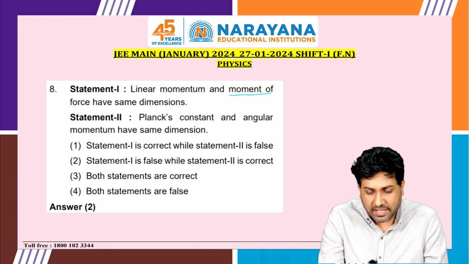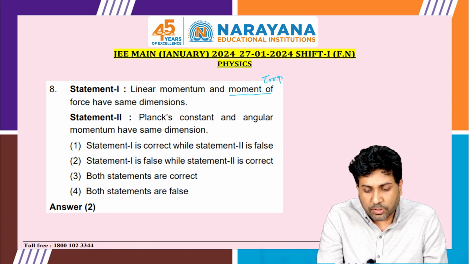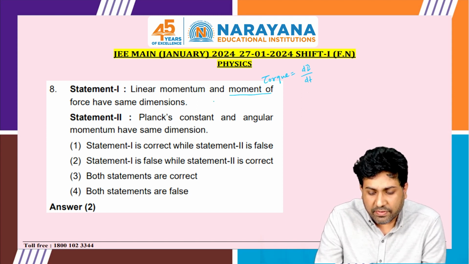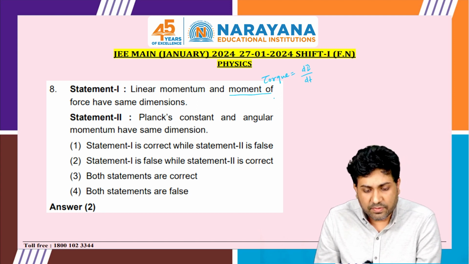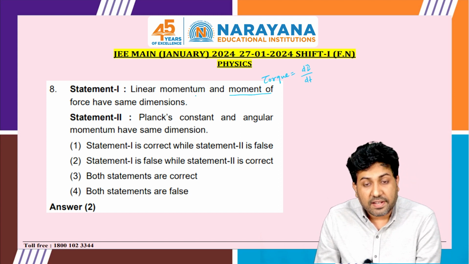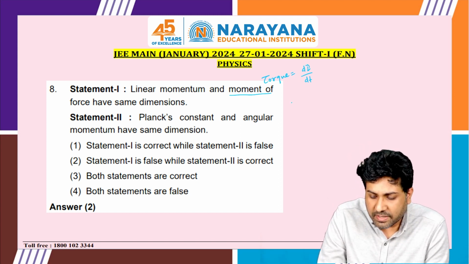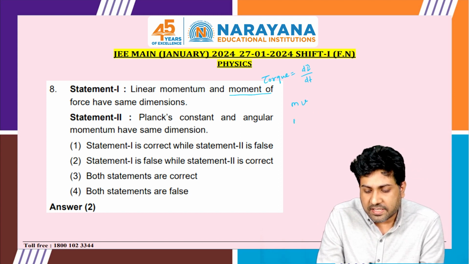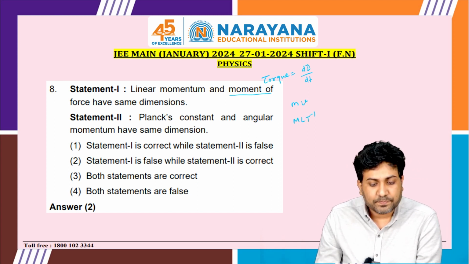The moment of force basically means the torque, and torque is the rate of change of angular momentum, right? Okay, so definitely these two have different dimensions. Let's find the dimensions also. What is the dimension of linear momentum? Linear momentum is nothing but mass into velocity. So I can say it is MLT minus 1.